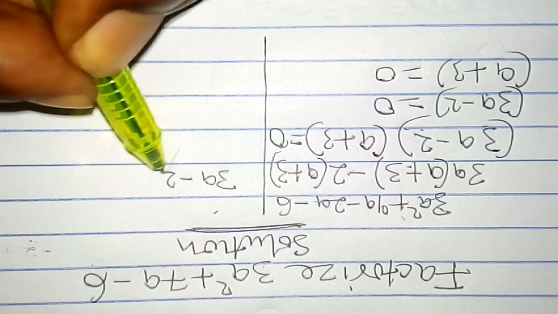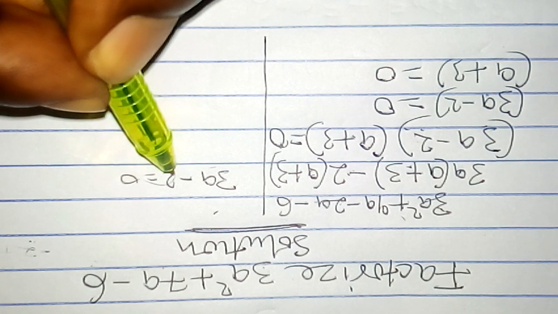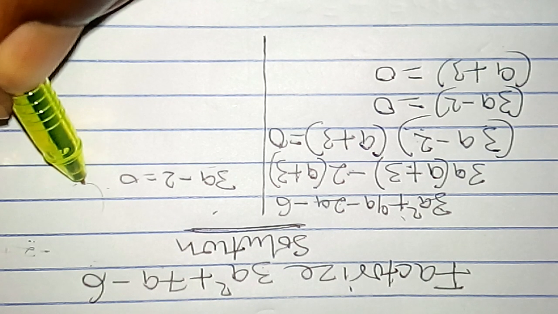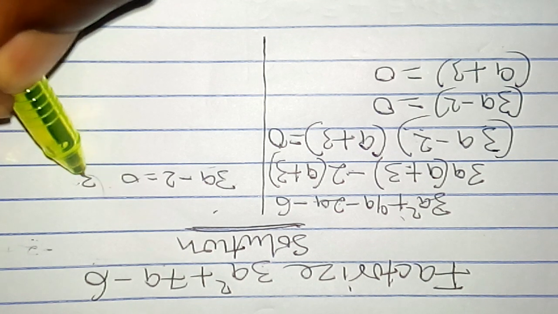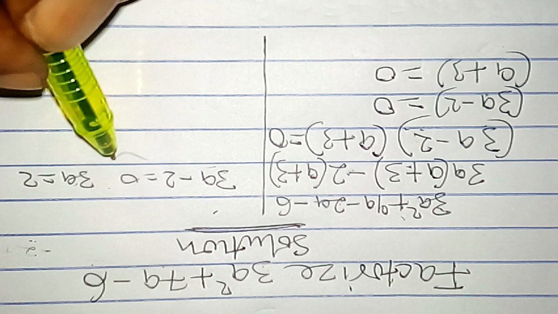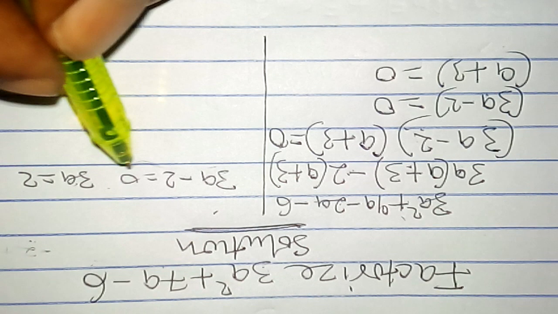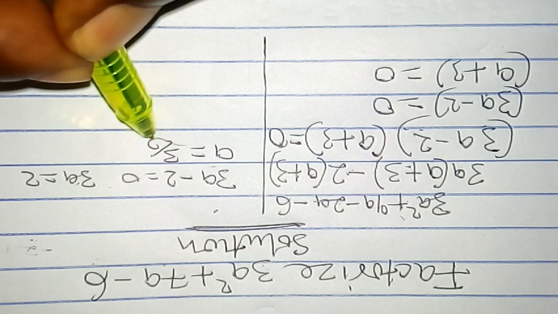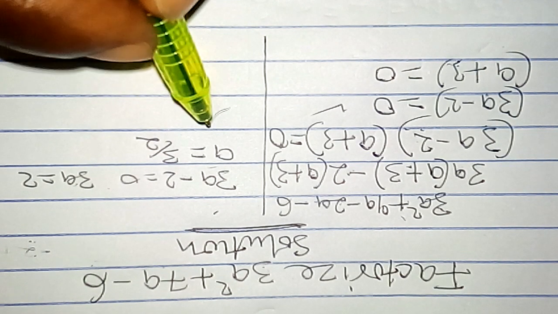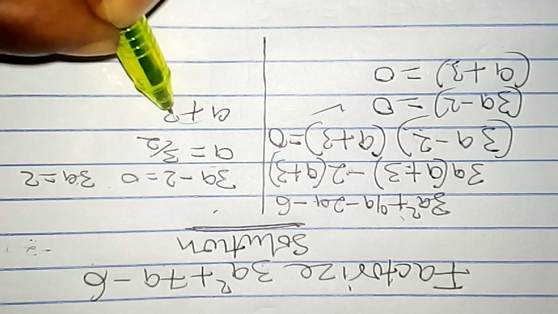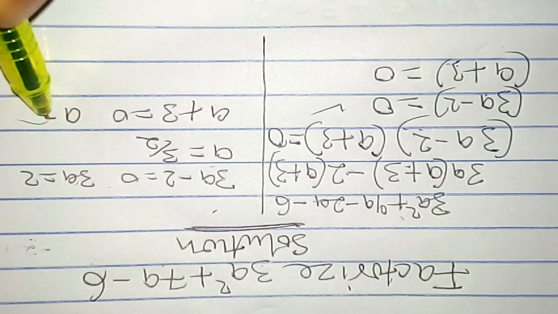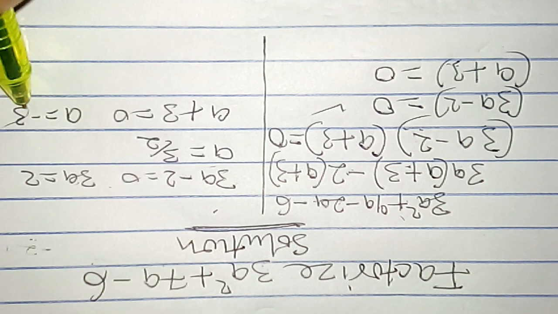3a minus 2 equal to 0. If we move this minus 2 to this side, it will give us 3a equal to 2. So if we divide both sides by 3, a will be equal to 2 over 3. Now that is for this one. Now let's do for this. a plus 3 equal to 0. If we now make a the subject of the formula, a will be equal to minus 3.